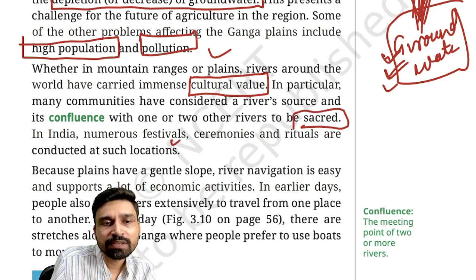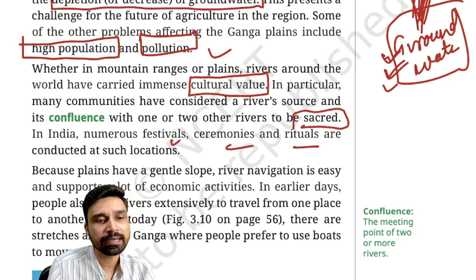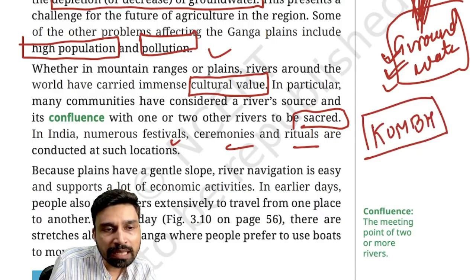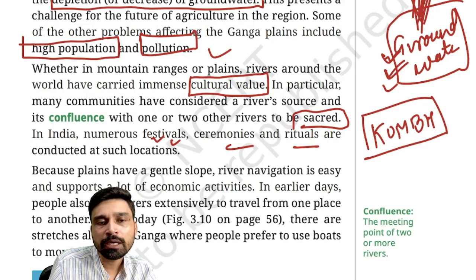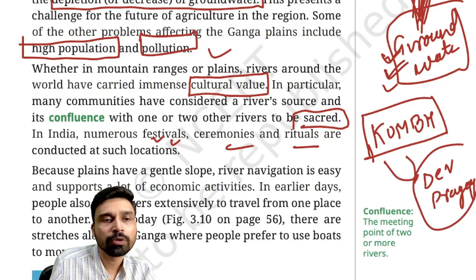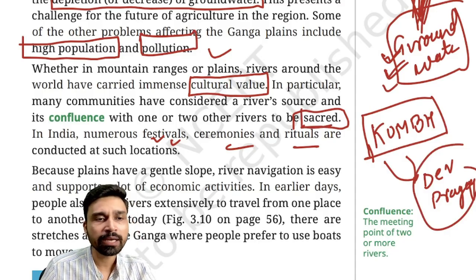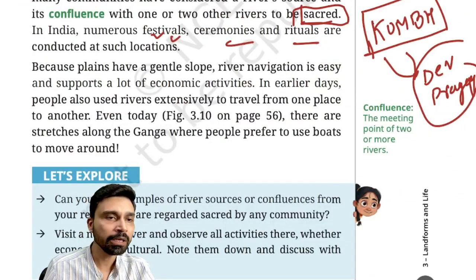In India, numerous festivals, ceremonies, and rituals are conducted at such locations. One example we can think of is Kumbh. So Kumbh is organized along the bank of river Ganga. So that is one example of festival ceremonies. Similarly, you have the confluence point of river Alaknanda and Bhagirathi. This is called Deoprayag. Deoprayag is also known to be a sacred place as such. So that's how we can understand the significance of river systems.